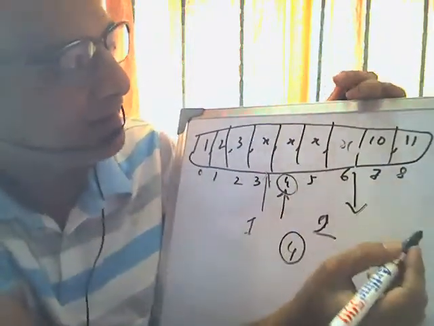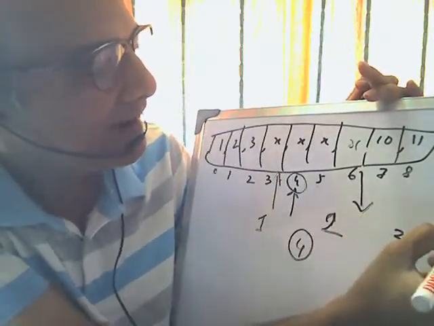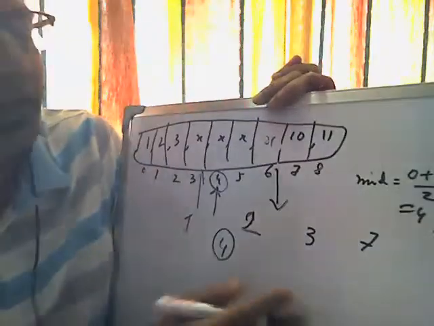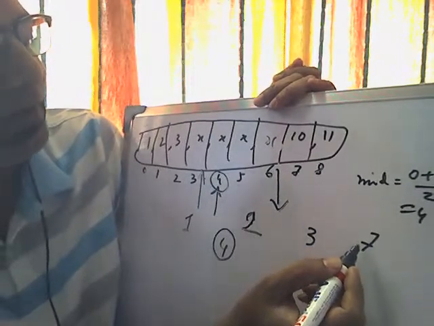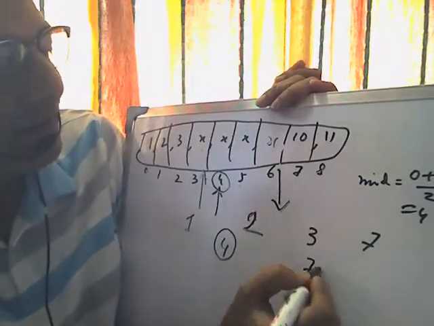Suppose how many numbers are there in between 3 and 7? How many numbers are there including 3 and 7? 7 minus 3 plus 1.